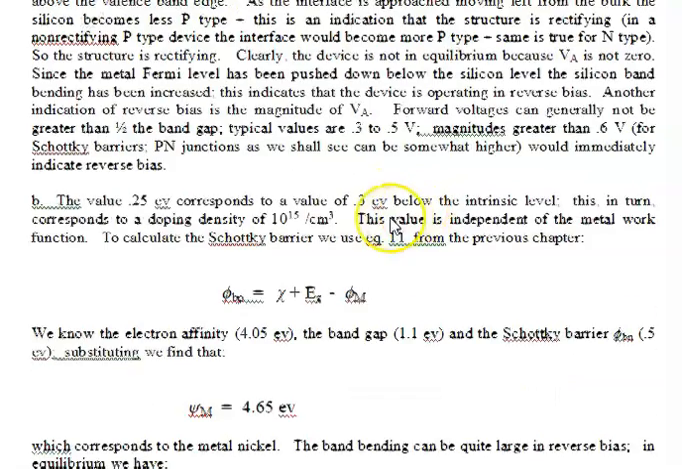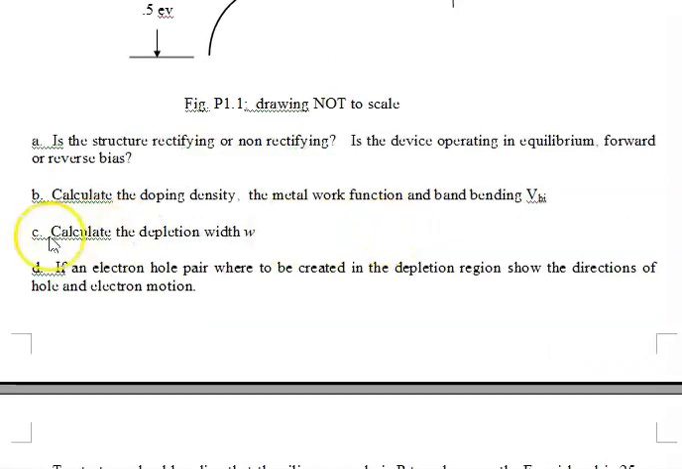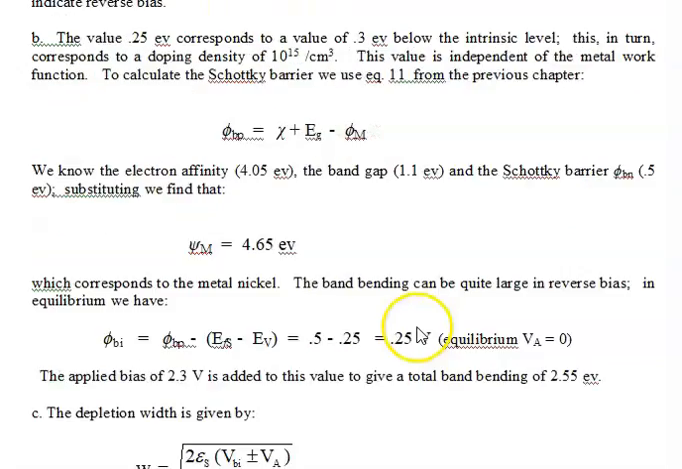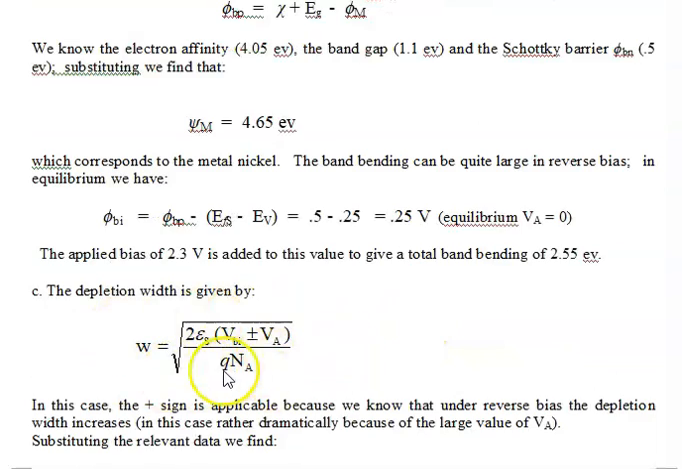Okay, part C. What is part C? Yeah, okay. I'll calculate the depletion width. All right, that doesn't sound too bad. We have everything we need. Just write down the expression. The only question is, what sign do we use? What sign do we use for VA? Plus or minus? We don't have to worry about any of that. We just use common sense.